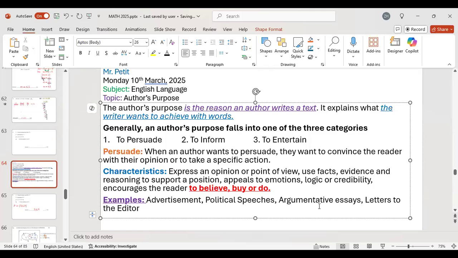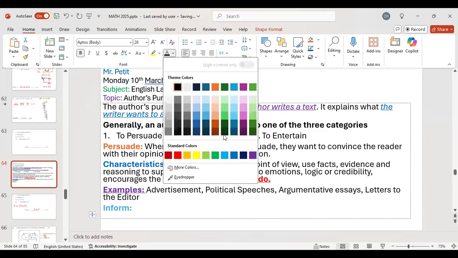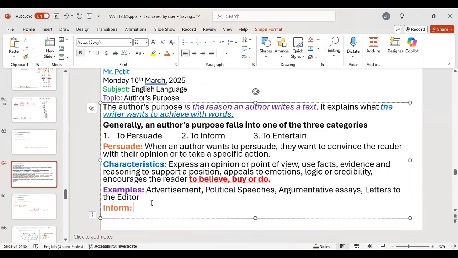All right, so the next one is to inform. So let's go to inform. Inform means what? We're trying to inform. That's going to be what? Give information. Okay, just give information.